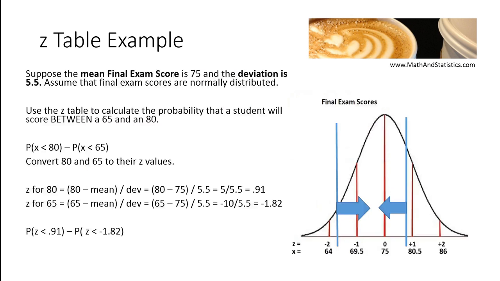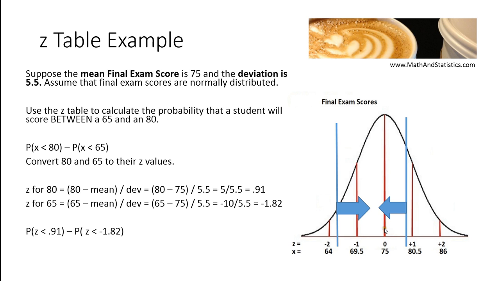In the last example, we're going to look at a between question. Same data set, the mean is still 75. The deviation is still 5.5. But the question's saying use the zTable to calculate the probability that a student will score between a 65 and an 80. All right, well here's 65, here's 80. These are just estimates. So I want all the data between these blue lines. That's what I'm calculating here.